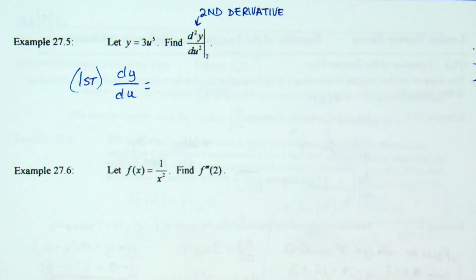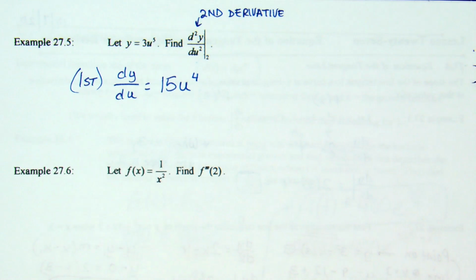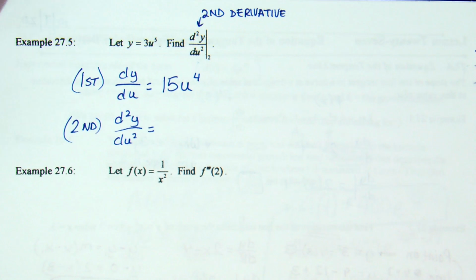What is dy du? 15u to the 4th. Mallory says 15u to the 4th. Yes? Because 5 times 3 is 15. Subtract 1 and it becomes 15u to the 4th. That's your first derivative. So now, second derivative, which means I'm finding d squared y over du squared is my notation. So now we're doing the derivative on 15u to the 4th.